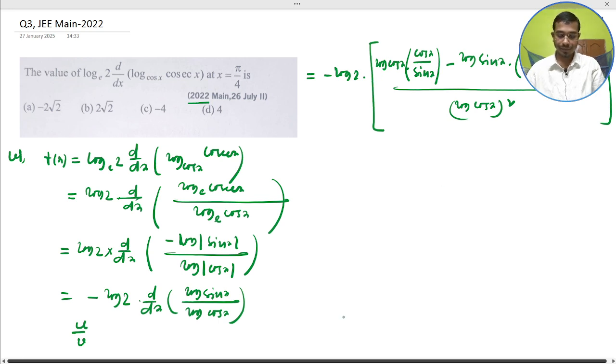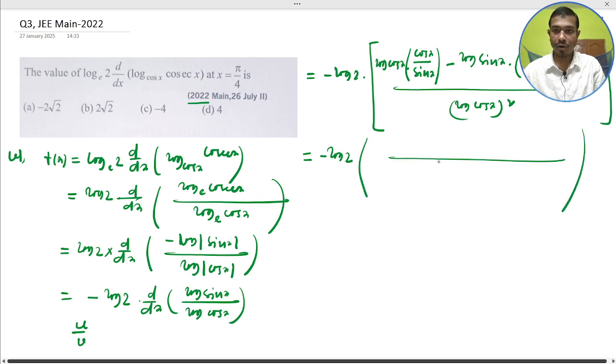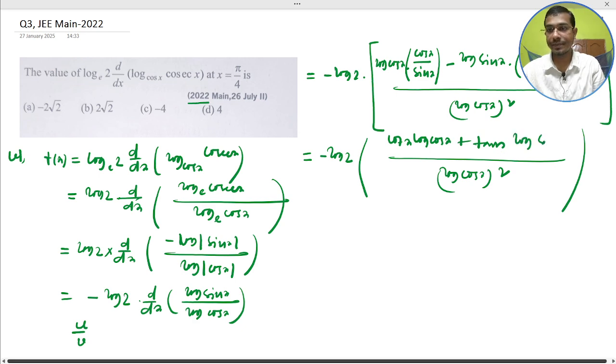Okay, so this should be what? Minus log 2 as it is, over log cos x square. So here cot x, cos x by sin x, cot x into log cos x, plus this should be minus minus plus, sin x by cos x, tan x, and the log sin x. Okay, so you have to find at x equal to pi by 4.